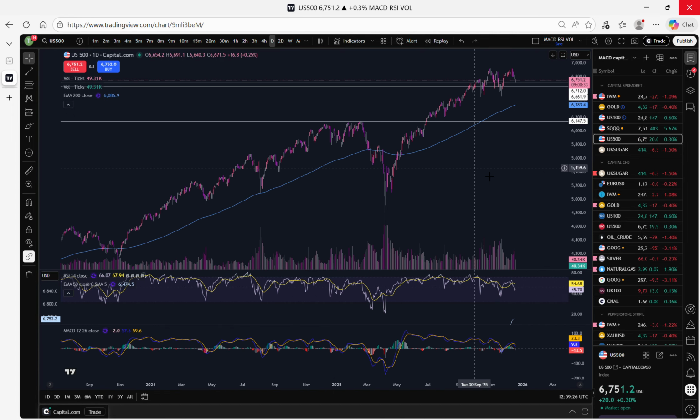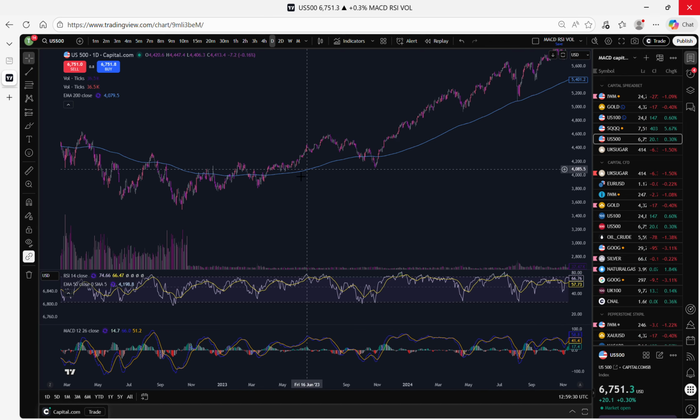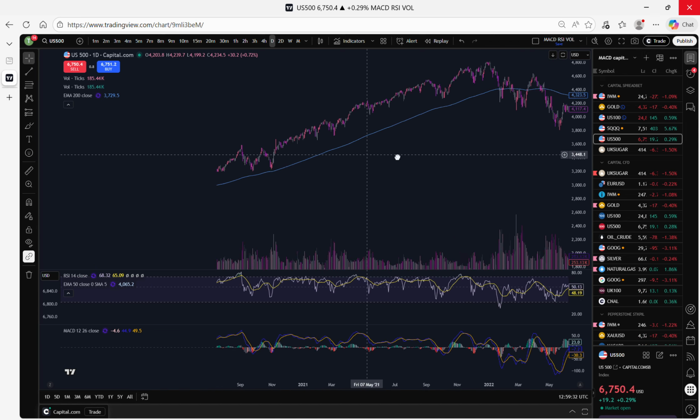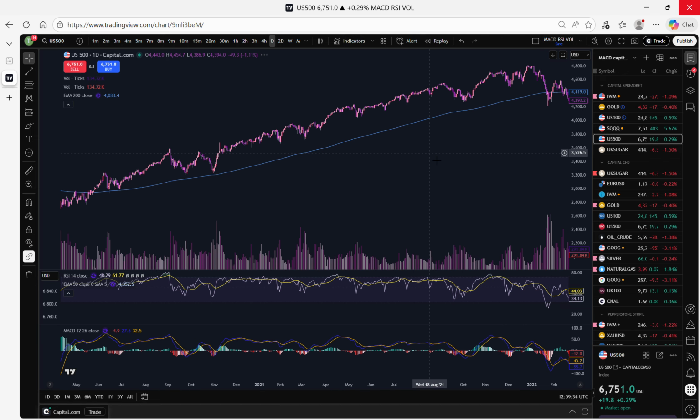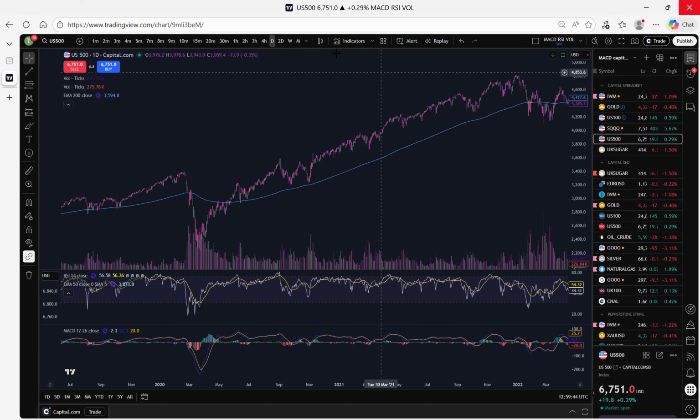Right, so let's have a look at some charts first of all. I'm going to take you back to an area where I've got none of my existing lines on there. So this is the S&P 500. I trade with capital.com. And I'm trading through TradingView.